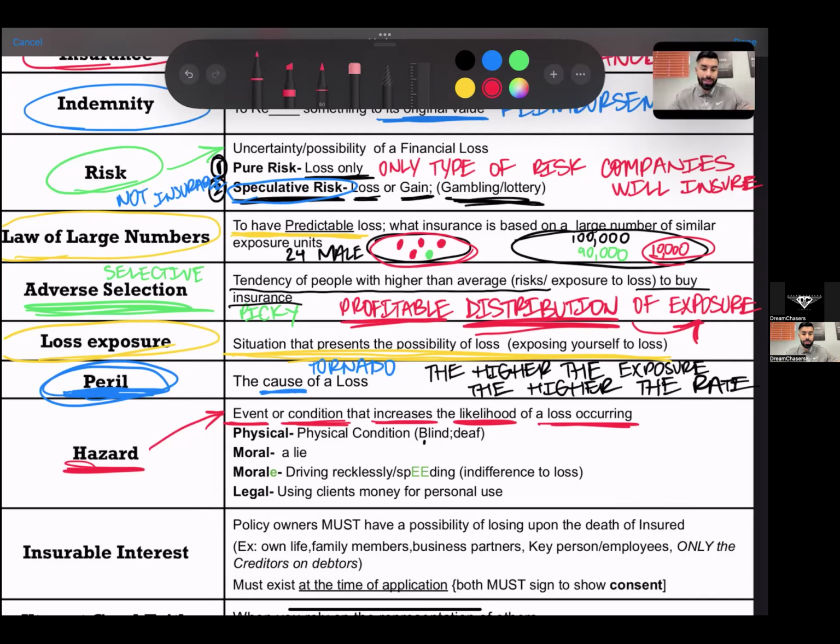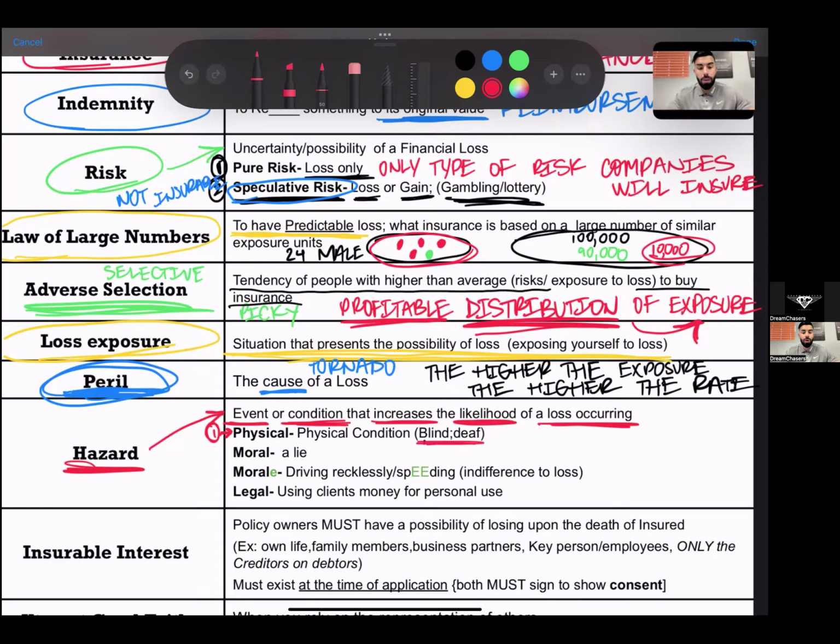Now, on the exam, they're going to refer to four different types of hazards. The first is what is known as a physical hazard. A physical hazard is anything to do with you physically that can increase the likelihood of a loss occurring. An example of that would be blindness or being deaf.